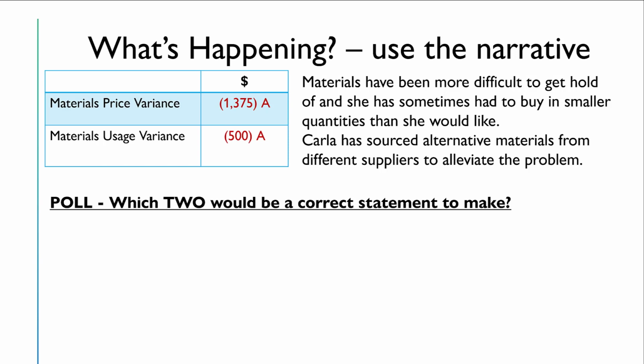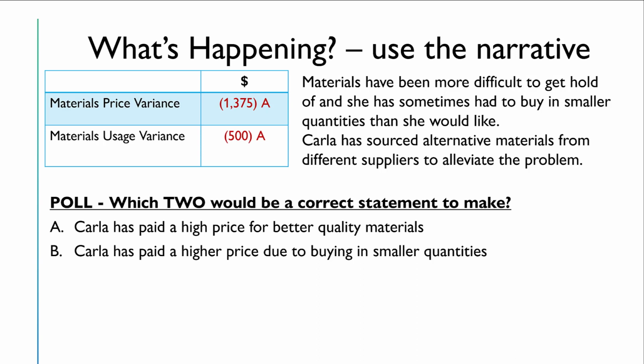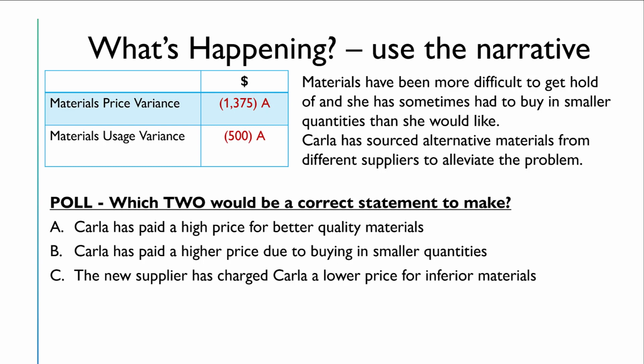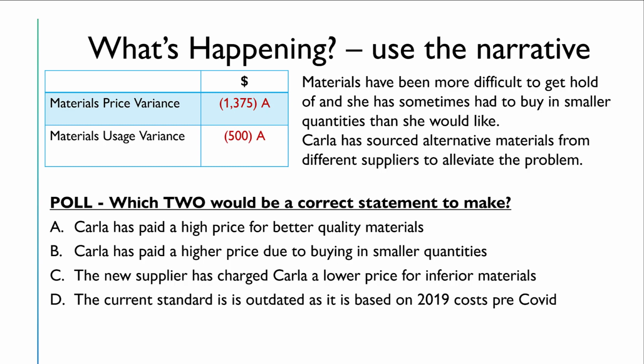and those variances. Carla has paid a high price for better quality materials. Carla has paid a high price due to buying in smaller quantities. The new supplier has charged Carla a lower price for inferior materials. And the current standard is outdated as it is based on 2019 costs pre-COVID. Which two of those would you say are correct statements? Pause the video perhaps and have a little think.